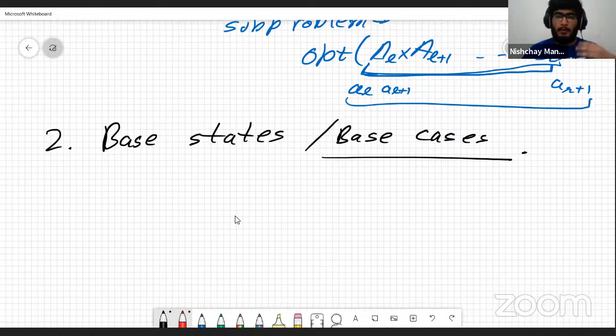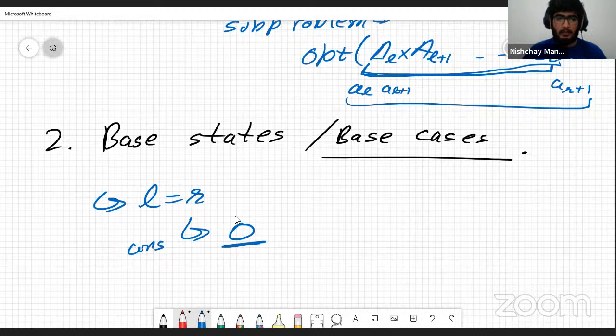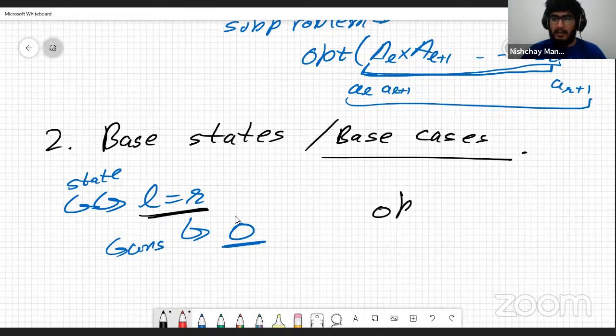So in our problem, the base cases are going to be any L is equal to R, right? These are the base states, and what would the answer be in that case? 0, right? The answer is going to be 0, and the state is going to be L is equal to R. Why this? Because if we have some L is equal to R, then basically we are trying to find the optimal or the minimum number of steps required to multiply AL, just one matrix, right? And we don't require any multiplications to find the product of just one matrix. It's going to be the matrix itself, right? So here we have answer is equal to 0.